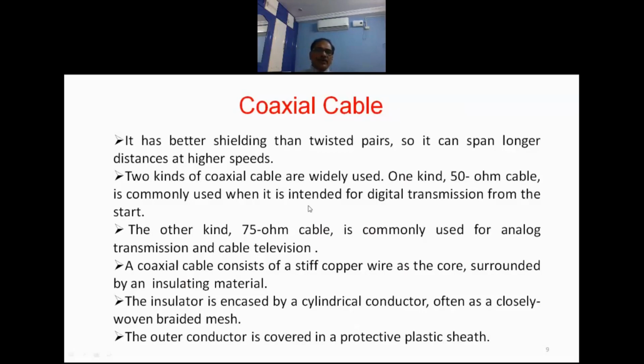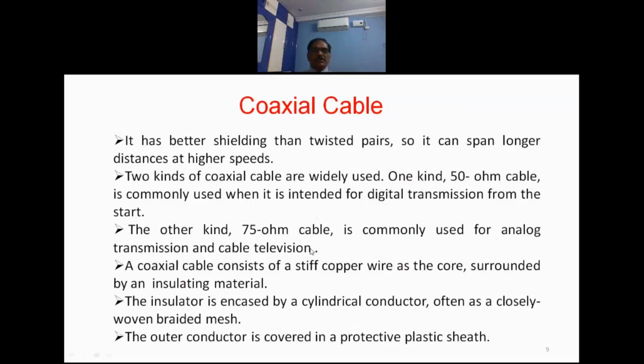Now there are two types of coaxial cables. One is the 50 ohm coaxial cable and the other one is the 75 ohm coaxial cable. The 50 ohm coaxial cable is used for digital communication, so transmitting the information in digital form. Generally, in computer networks, the 50 ohm coaxial cable is used.